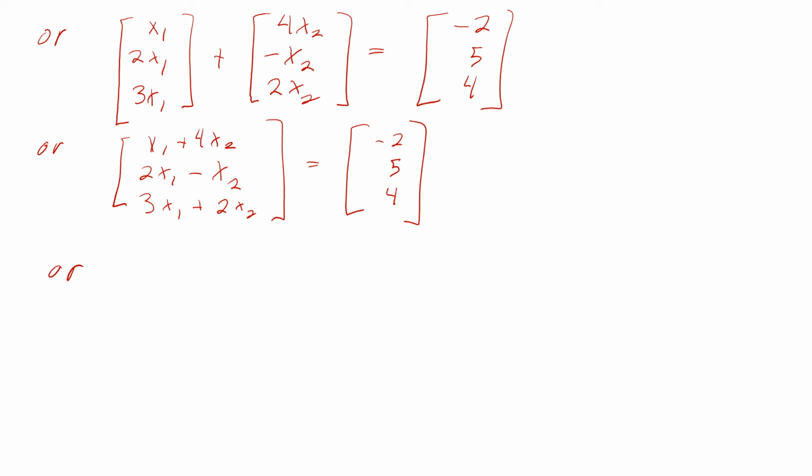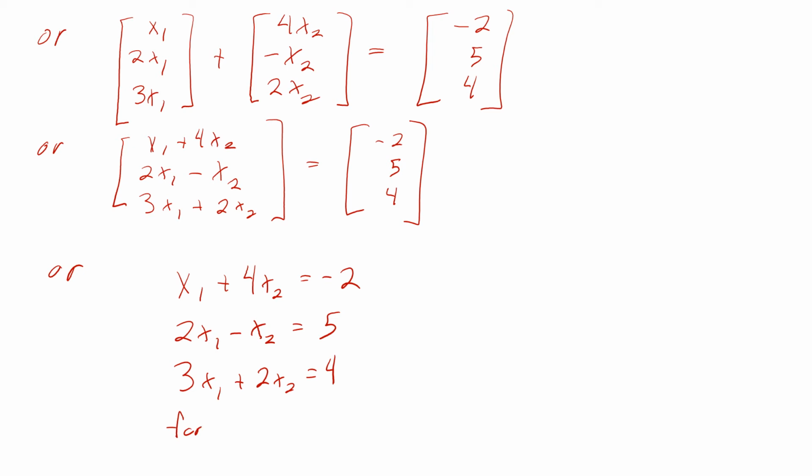Or we can rewrite it again as x1 plus 4x2 equals -2, 2x1 minus x2 equals 5, 3x1 plus 2x2 equals 4, for some x1 and x2. This is a system of linear equations that we've already seen.